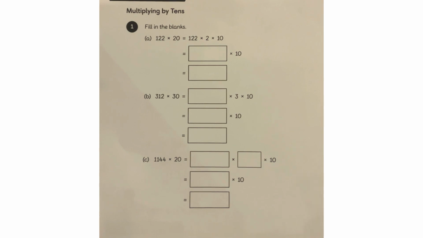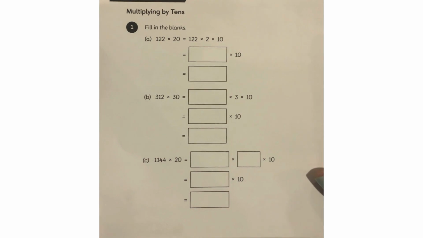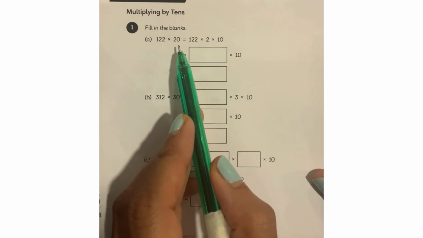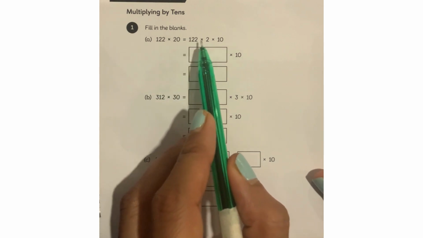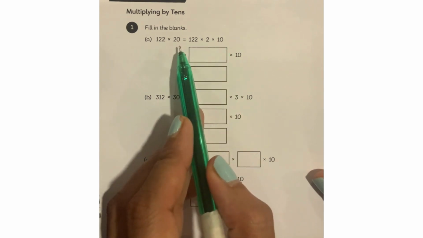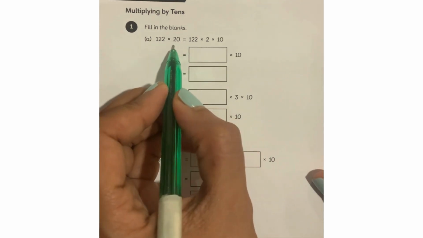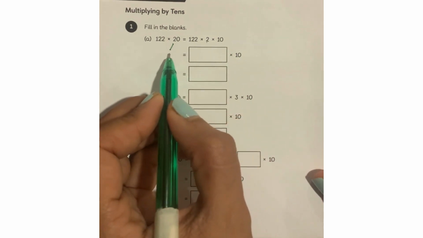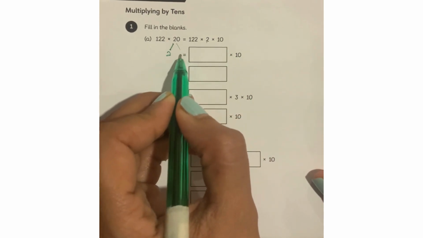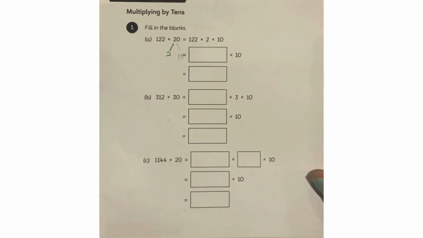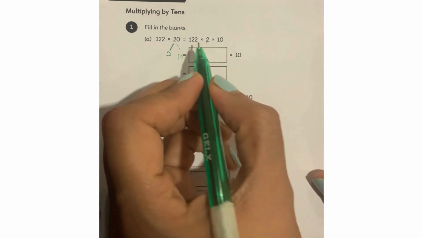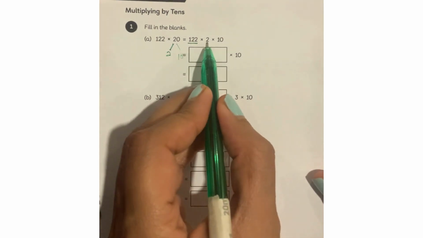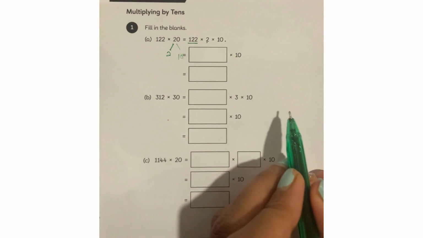Multiplying by tens. Fill in the blanks. A. 122 times 20. So they have split this for us, if you know the partition method. What we have done is we have got our 2 times 10 is 20. So they have split it into 2 and 10, right? Therefore, we are left with 122 the way it was. Then 20 is split into 2 times 10, that is 20.